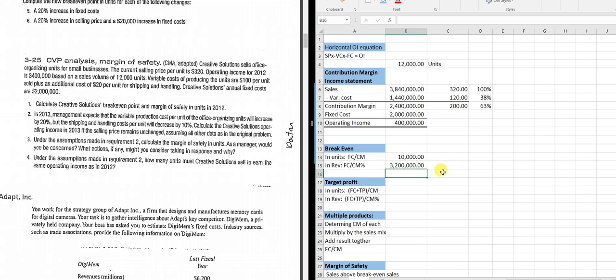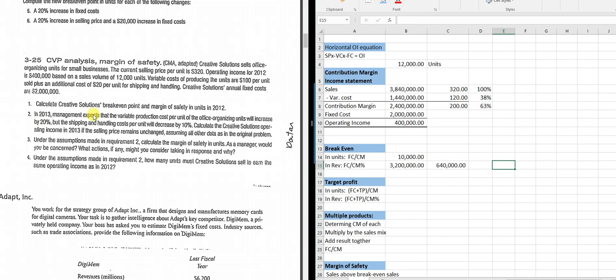And I could get my margin of safety in dollars. So I'm selling 3.84 minus 3.2. So I have 640,000. So let's see if that works. I said my margin of safety was 2,000 units, and I'm selling them at $320 each. So again, that equals. So I double checked my answer there.